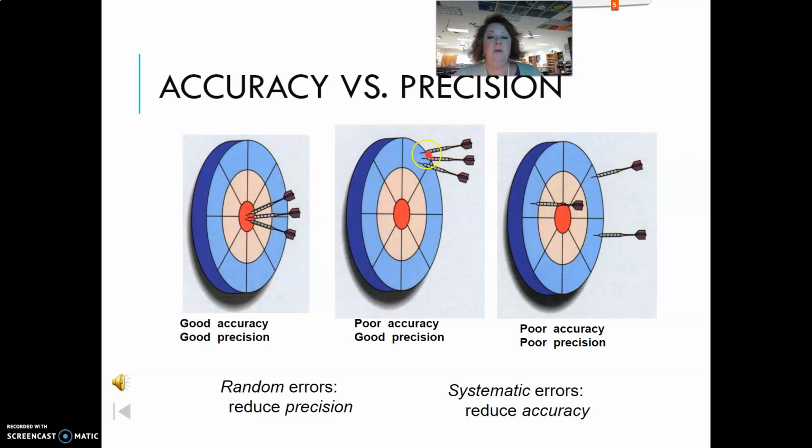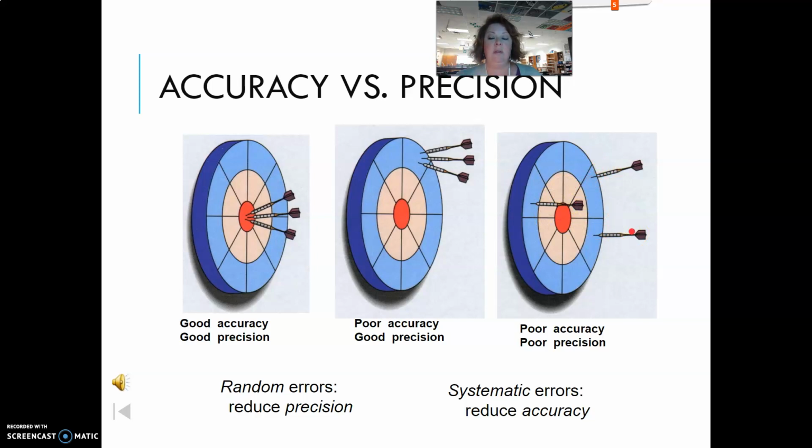But if we look, they didn't hit the bullseye, so it's not accurate. So the accuracy is poor, but they are still grouped very close together in proximity. So that means that they have good precision. And then the one on the right, they didn't hit the bullseye, poor accuracy. The darts are all over the place, poor precision.